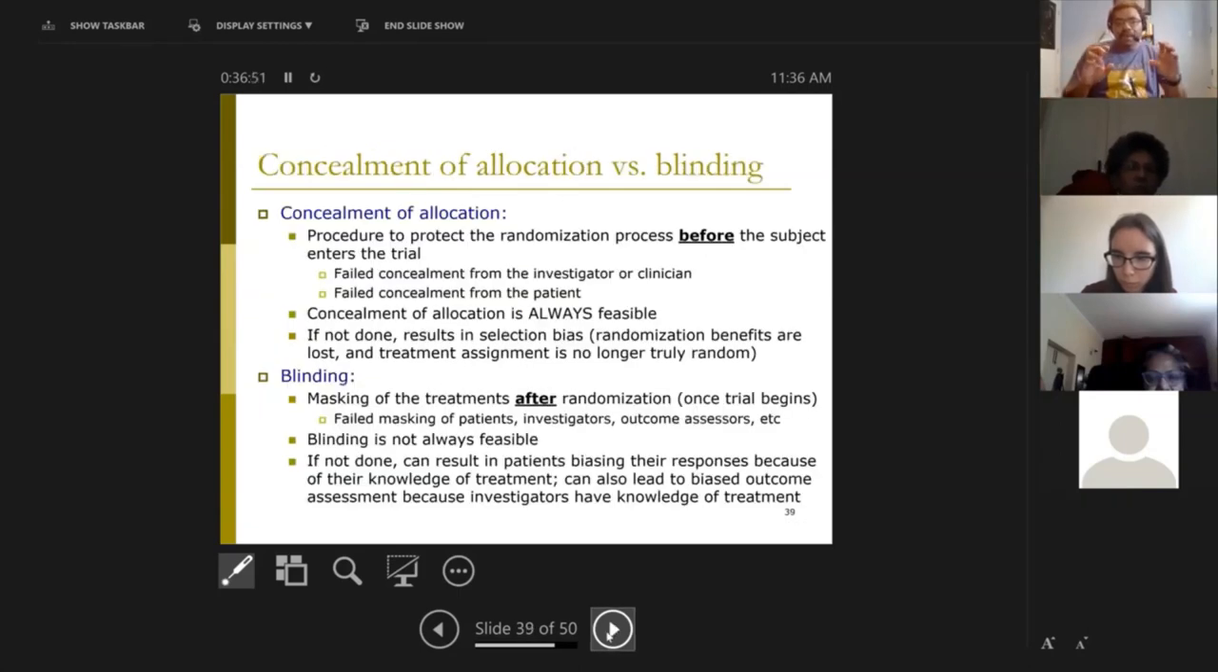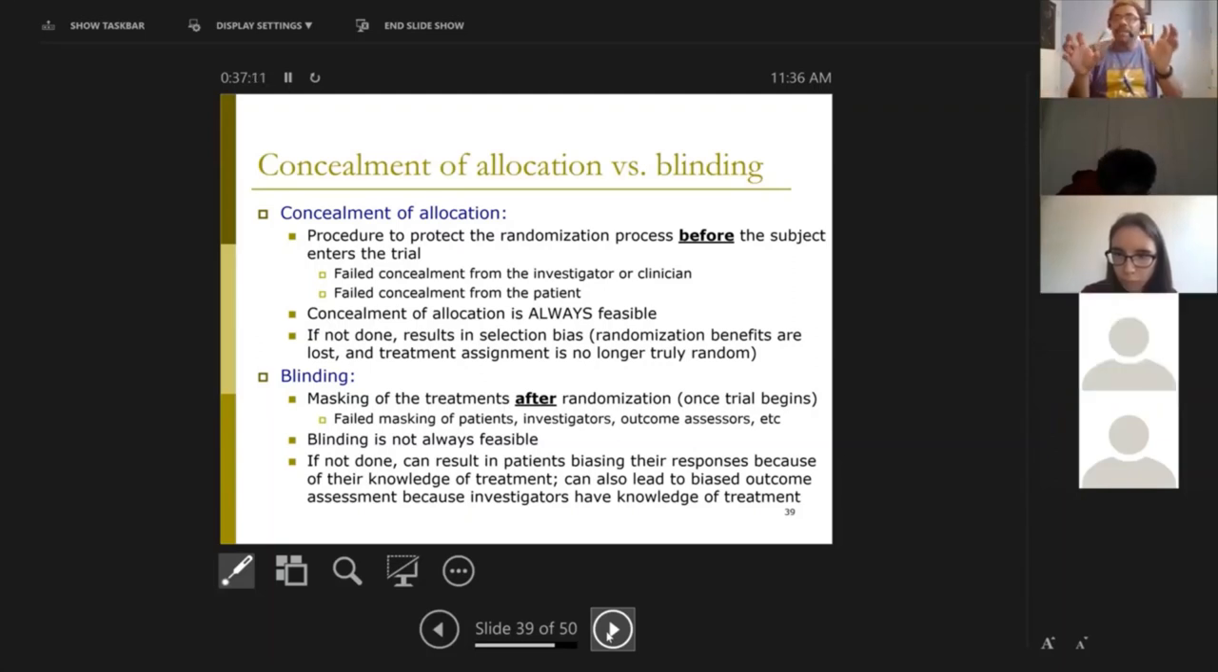Now, before I finish off with this blinding, I want to tell you again that there's a clear difference between blinding and allocation concealment. Allocation concealment happens at the start of a trial, at the time when the clinic staff are randomly allocating you to one arm or the other. And allocation concealment means they should have no ability to influence which arm you are on. Okay? So that's what allocation concealment is.